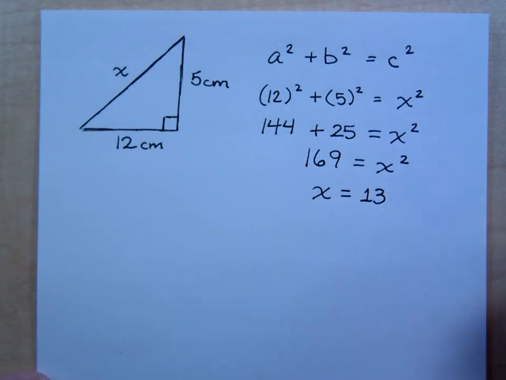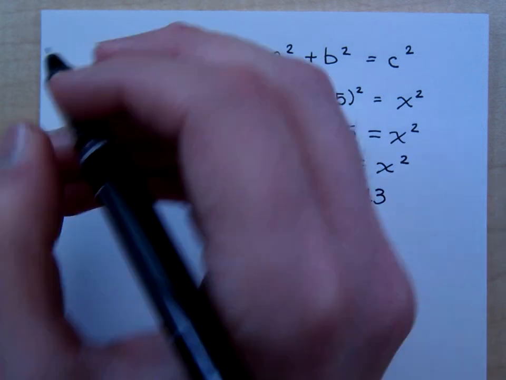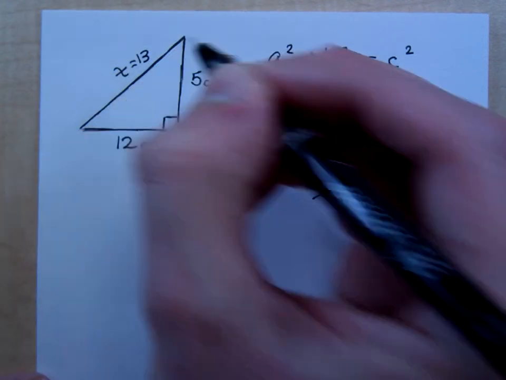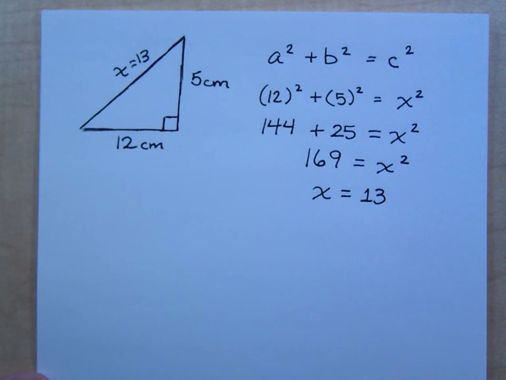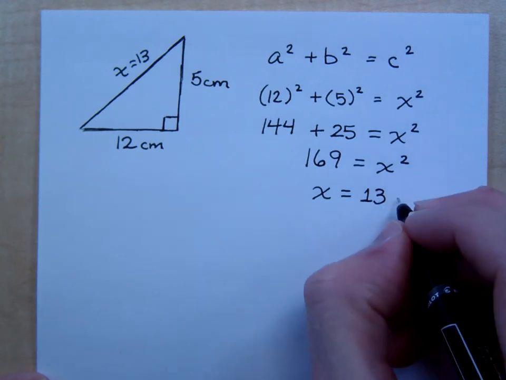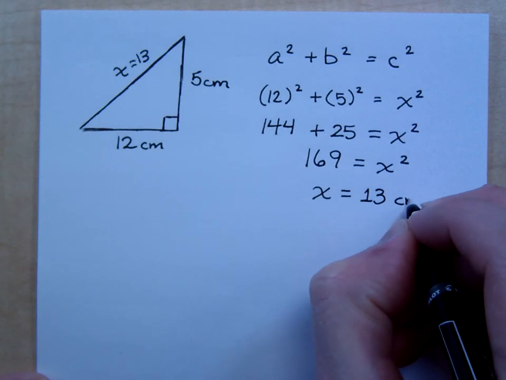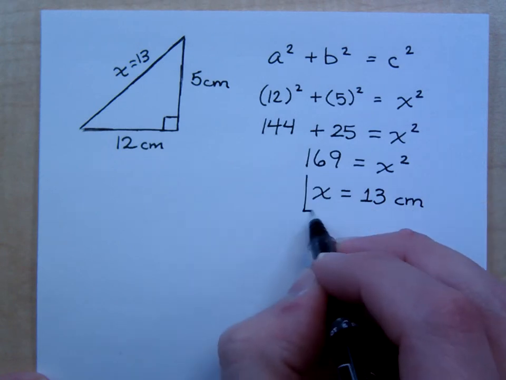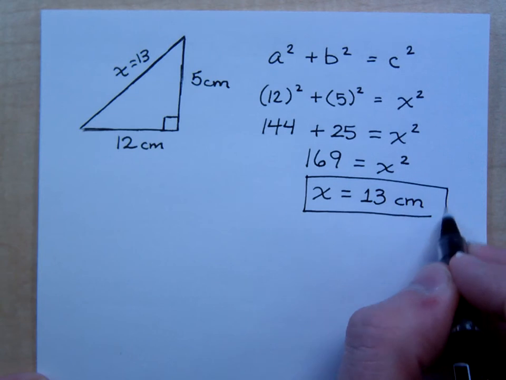Oh, wait a minute. So this is a Pythagorean triple? 5, 12, 13. Is that a triple that I had listed before? Yeah. Sweet. So we can say here that x equals 13 what? Centimeters. Got to make sure that you do label this appropriately, right?